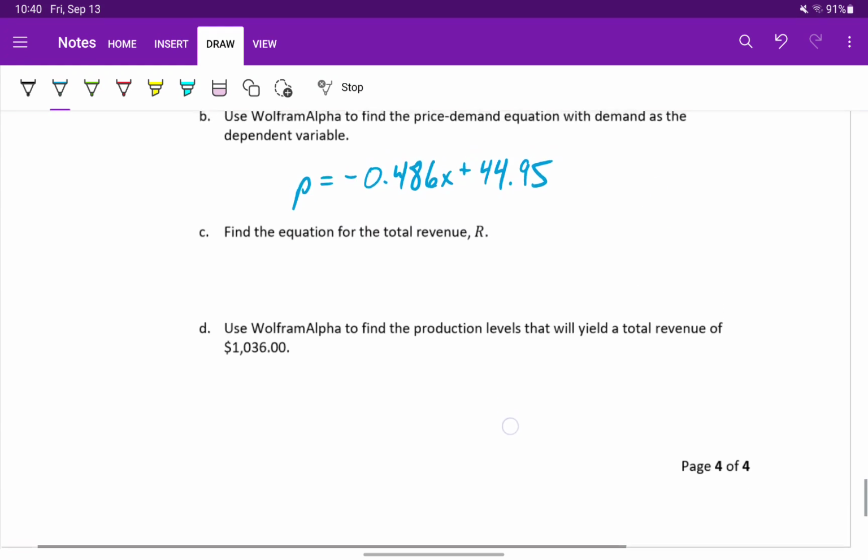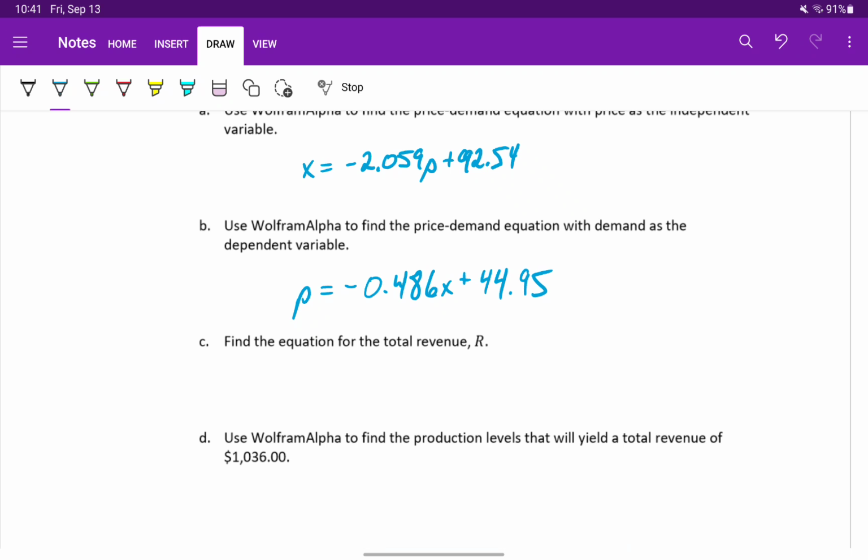In part C, now what we want to do is generate an equation for total revenue. Revenue is always equal to units sold times our price per unit, or price per item. In this scenario, X is our units sold, and P is our price per unit. But what this would give us now is an equation with two different variables. We want to substitute in one of the expressions from part A or part B so that we can rewrite this with a single variable.